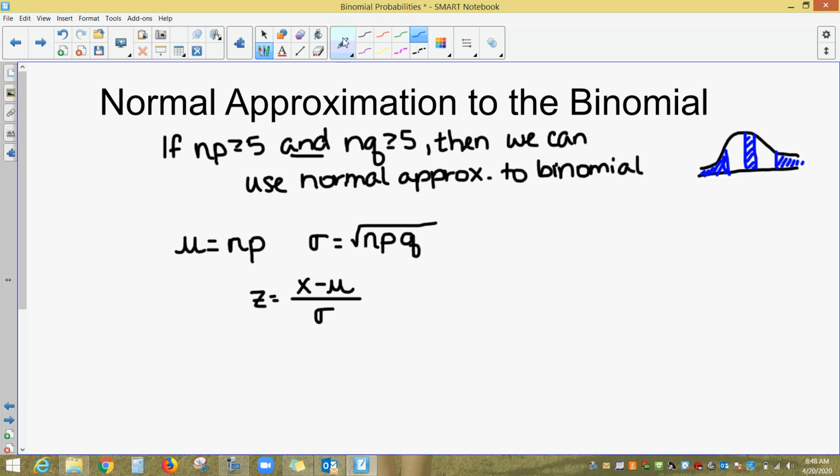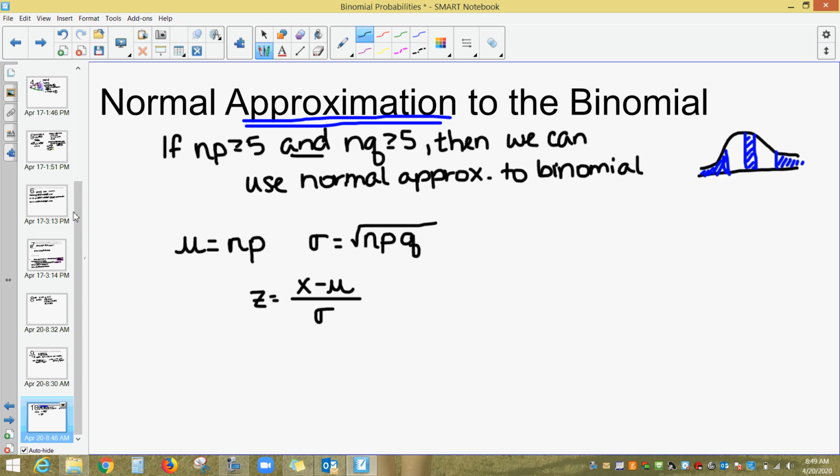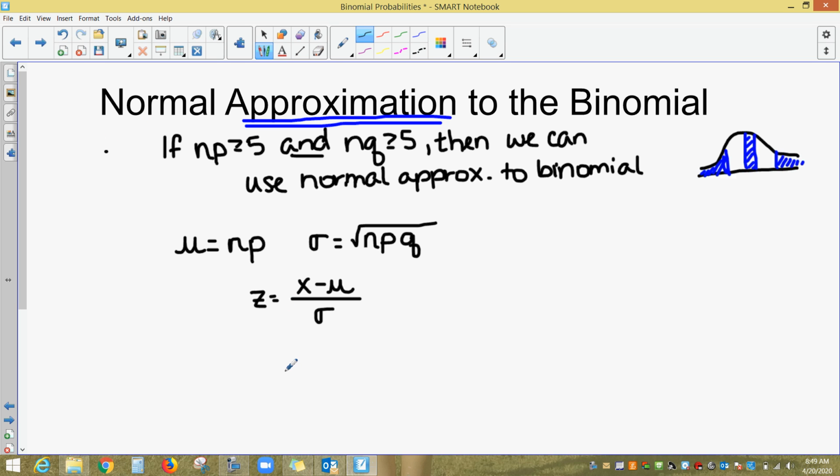But the extra thing to keep in mind when we're using this normal approximation is that the word approximation means it's not exact. We're going to save time, effort, and computer space by approximating what this probability is, but it's not a perfectly exact answer. If I wanted the perfect exact solution, I would have to start for Devin at 150, then 151, and go through all 51 probabilities and add them together. But I can approximate that probability using my standard normal curve.